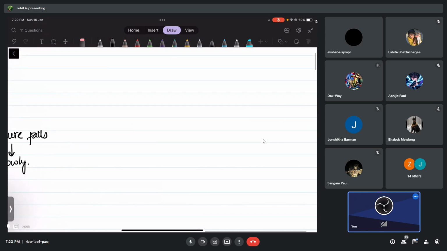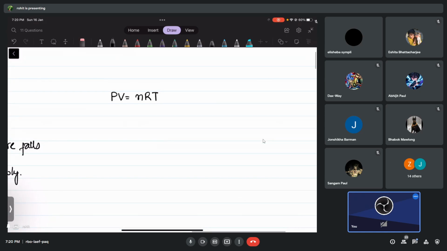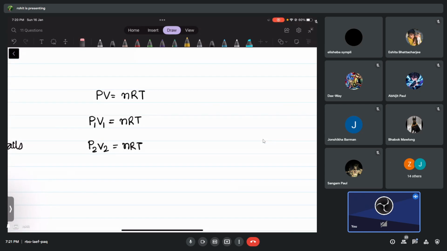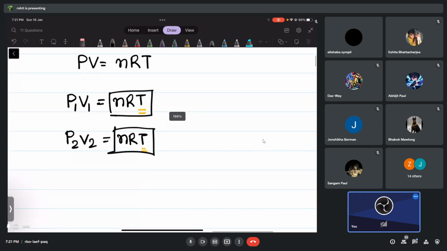I'm going to write PV equals nRT, which is the ideal gas equation or perfect gas equation. Check whether it makes sense or not. I'm going to use two states, that is P1 V1 equals n into R into T, and I'm also going to write P2 V2 equals nRT. Agreed? Why? Because I told you the temperature does not change, it is a constant. Notice the right hand side of both the equations: are they different or the same? Same.